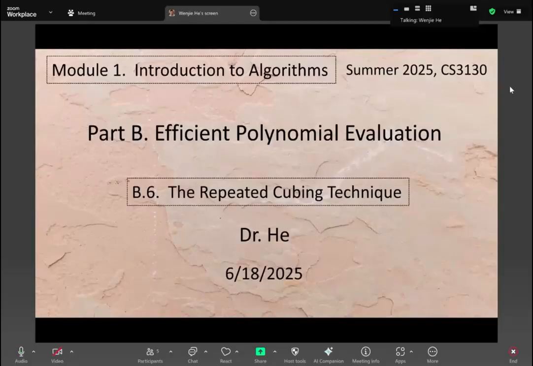Next topic, B.6, repeated cubing technique. This time we replace the square operation by cube operation. Why do we do that? Because it's a different method. Same idea, similar idea, but the method is slightly different. Because we want to understand this question better.